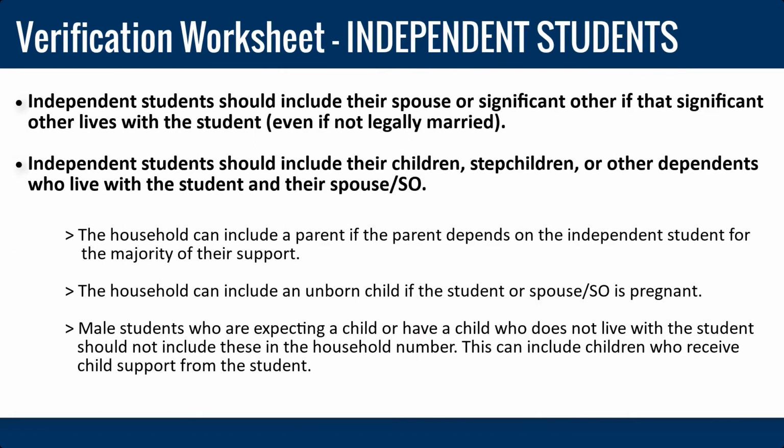Verification worksheet for independent students. Independent students should include their spouse or significant other if that significant other lives with the student, even if not legally married. Independent students should include their children, stepchildren, or other dependents who live with the student and their spouse or significant other.